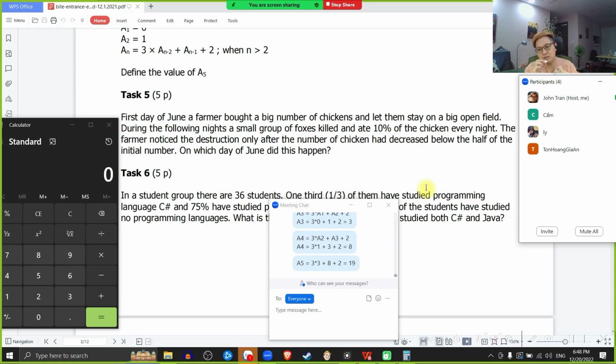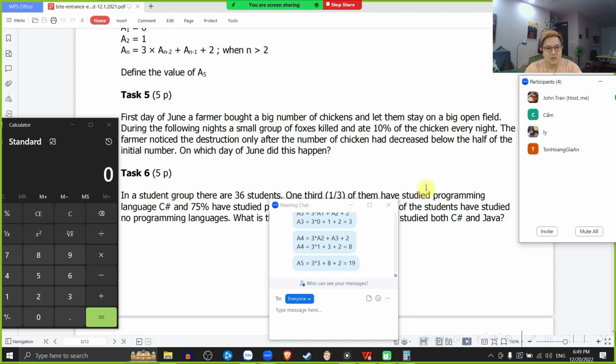Các bạn phải coi từng chữ của cái đề này nha, tại vì nó có thể ảnh hưởng đến cái nghĩa. Be careful with every word in this because the meaning can change. Cái ngày đầu tiên của tháng 6 tức là ngày 1 tháng 6. First day of June is like the first of June. Ngày quốc tế thiếu nhi đấy. It's Children's Day, yeah. Một người nông dân mua một cái số lượng gà và để chúng ở trên một cái cánh đồng lớn, big open field.